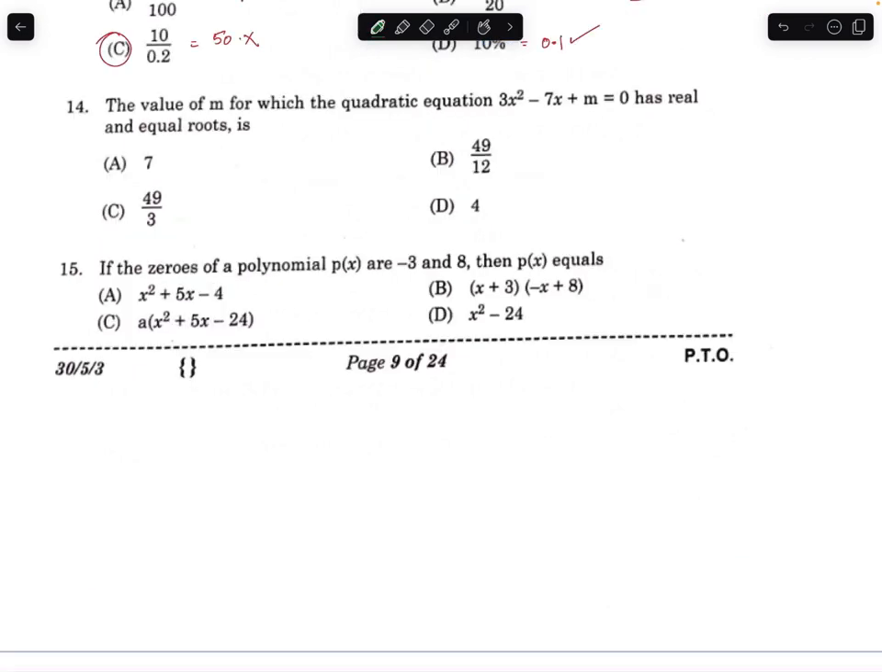Question number 14 says, the value of m for which the quadratic equation 3x square minus 7x plus m is equal to 0 has equal and real roots is? Since this equation has real and equal roots, D is equal to 0. That is, b square minus 4ac is equal to 0. B is minus 7, so minus 7 whole square minus 4 times A is 3 and C is m. 49 minus 12m is equal to 0. So m is equal to 49 upon 12. So the answer is option B.